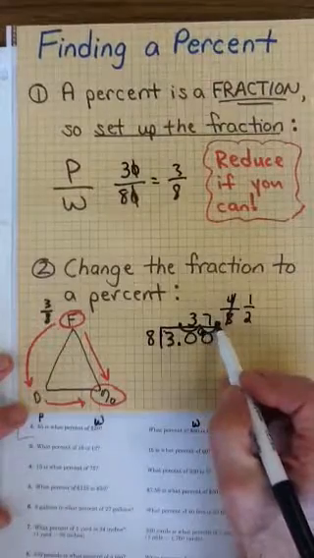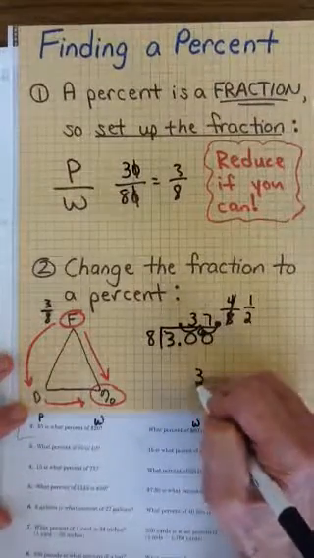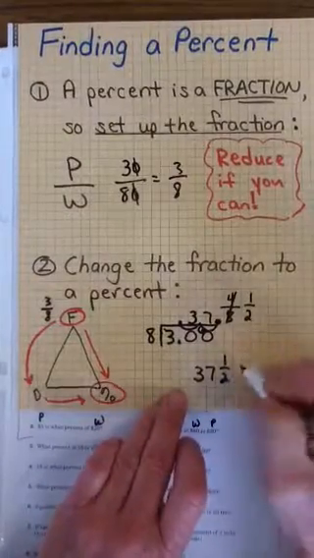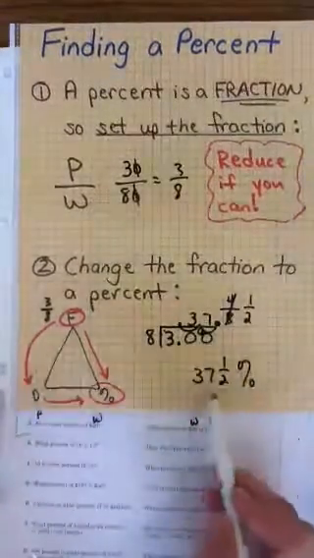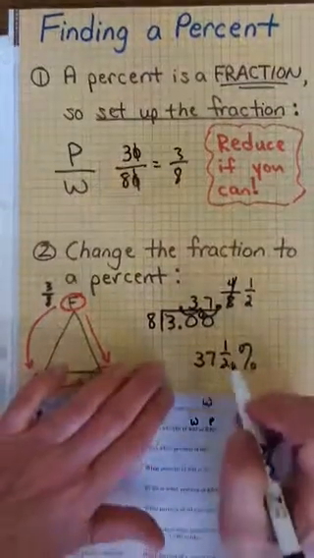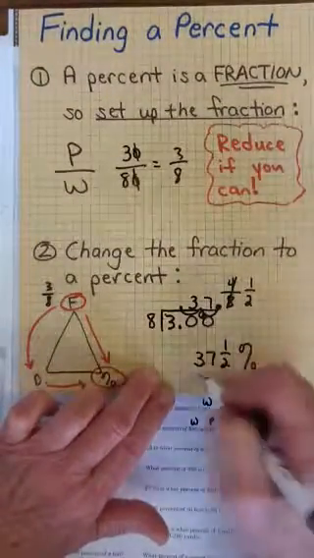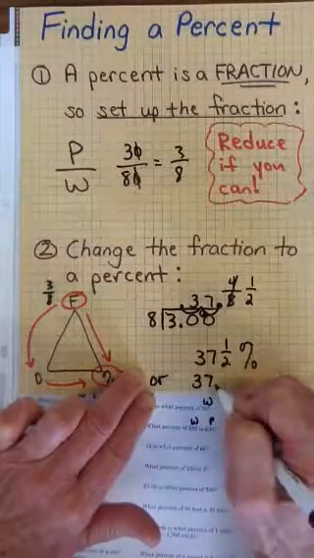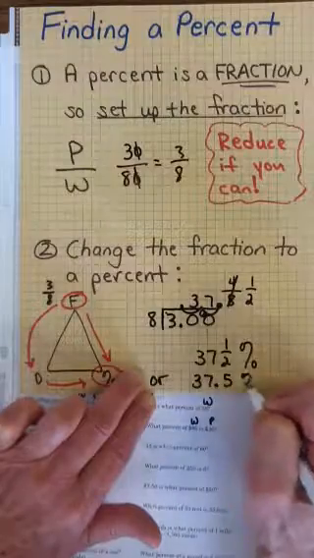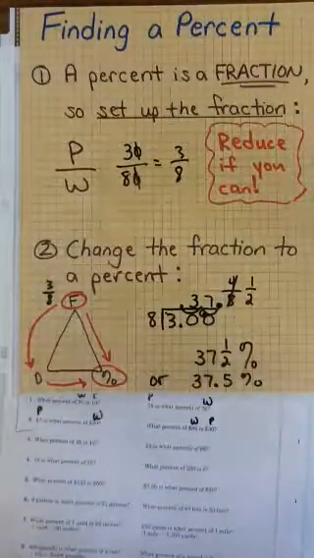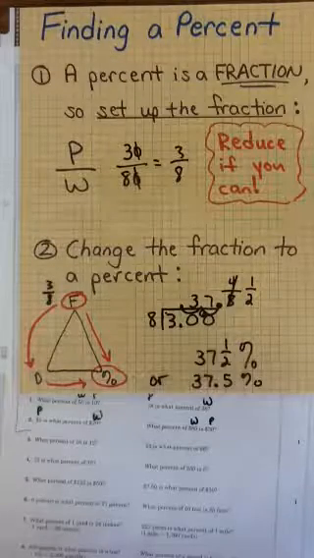37 with a decimal point at the end is just the whole number, 37. Tack on my little fraction, and I end up with a mixed number percent, 37 1/2%. Or the answer could be expressed as 37.5%. So either one of these answers would be correct. I'm going to stop the lesson here.